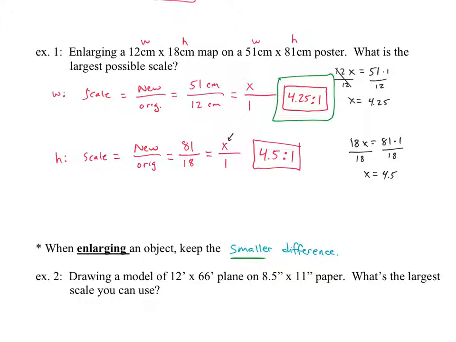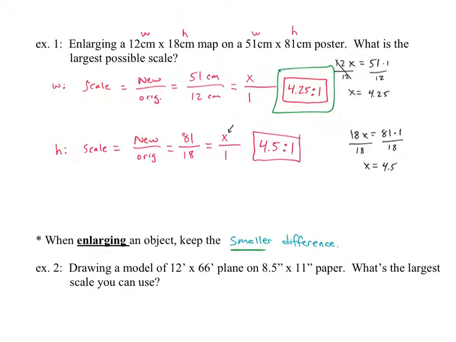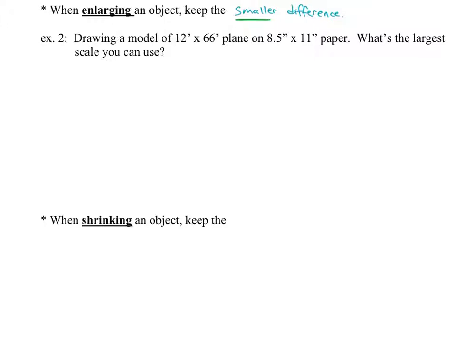Now, example 2 is going to look at what do you do when you're making something smaller. So I'll do the same thing. We're going to look at the width and the height, but drawing a model of a 12-foot by 66-foot plane on 8.5 by 11 paper, what's the largest scale you can use? All right, so I have my width and I have my height, and which one I count as which doesn't really matter, but if the plane is smaller in this direction, you're going to want to put it in the smaller direction on the piece of paper. If it's bigger in this direction, the bigger one there.